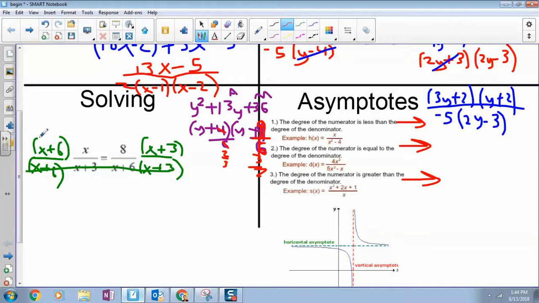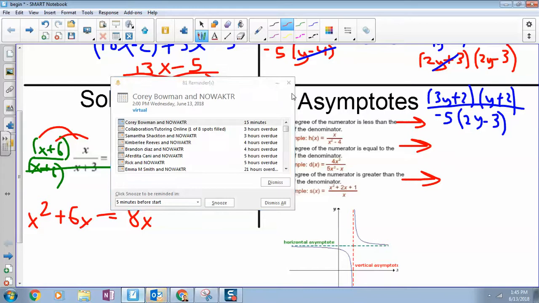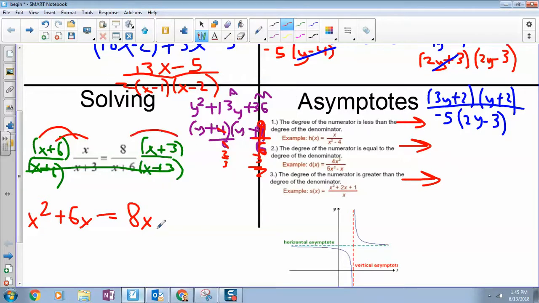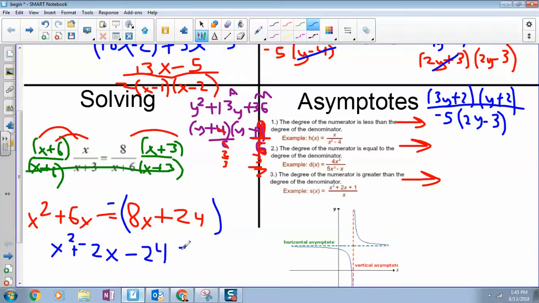So x times x is x squared, and x times 6 is 6x. Alright, on the other side, we have equals 8 times x is 8x, and 8 times 3 is 24. Alright, so from here, you guys notice how we have an x squared and an 8x? Instantly that should click. You need to get everything on the same side, set it equal to 0. So we're going to subtract this whole side and set it equal to 0. So that's going to give us x squared plus 6x, 6 minus 8 is going to be plus negative 2x. And then we're also subtracting 24. So minus 24 equals 0.